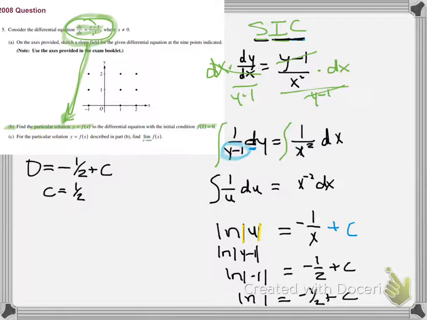And that was important. So now if I go back to kind of where I was, right in here-ish, we now know the ln of the absolute value of y minus 1 equals negative 1 over x plus 1/2.